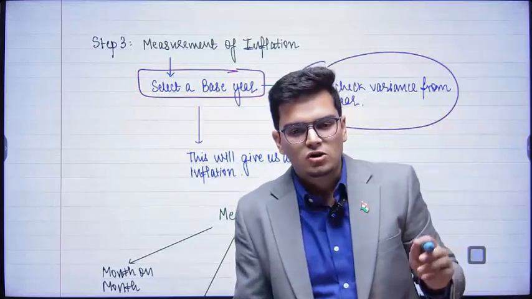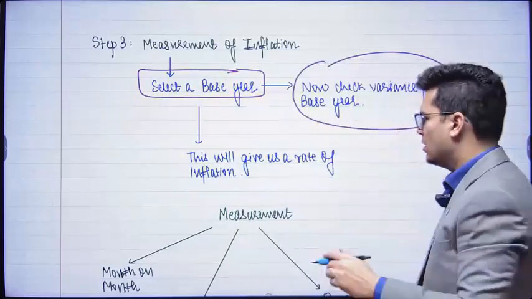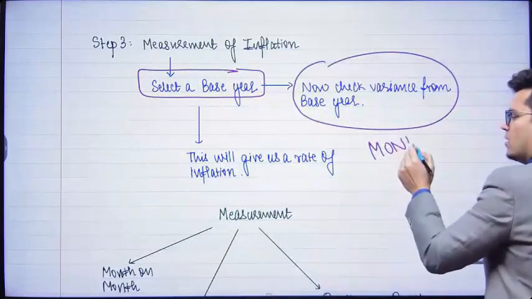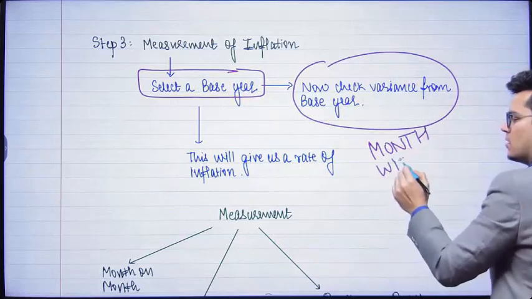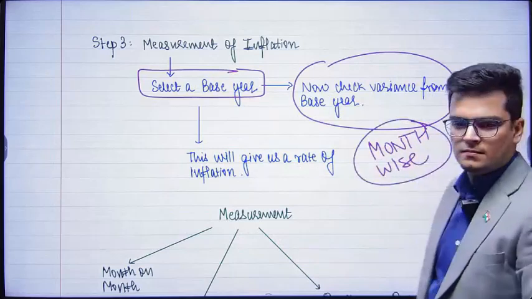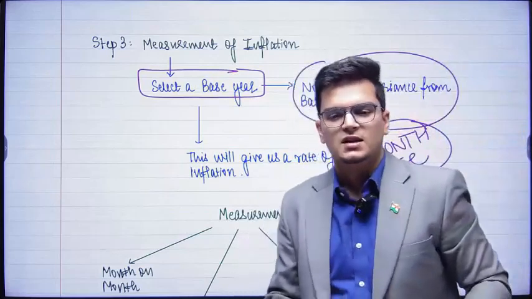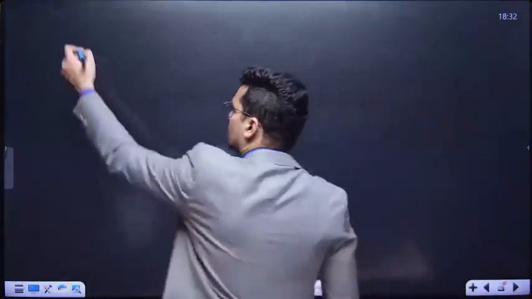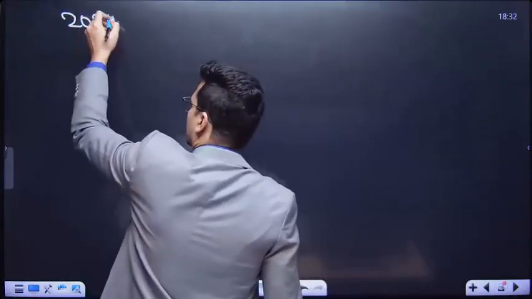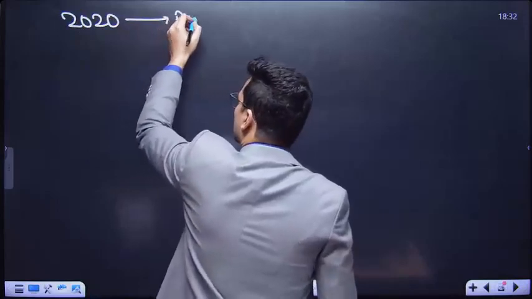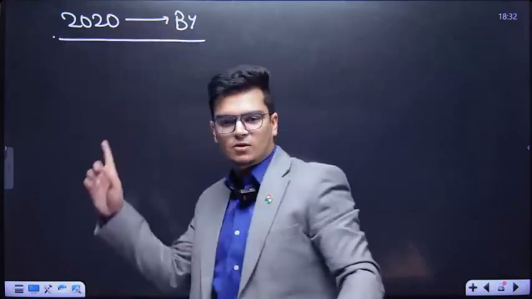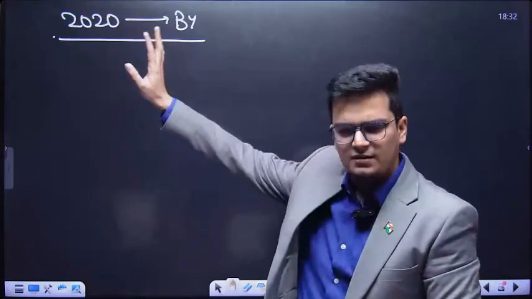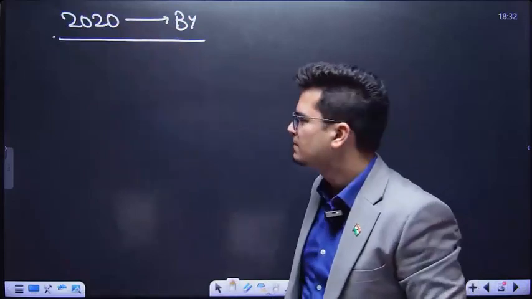I have not solved the problem of month wise different basket. Month wise different basket की मैंने प्रॉब्लम सॉल्व नहीं करी, तो अब देखते हैं मैं क्या कर सकता हूं। Let's say my base year is 2020. मैंने सिलेक्ट किया 2020 as base year. 2020 is a very bad year to select as a base year because of COVID, but let's say I have selected 2020 for sake of assumption.